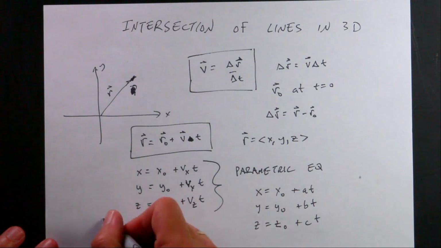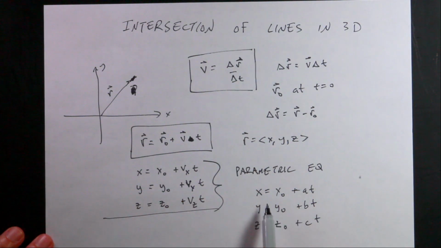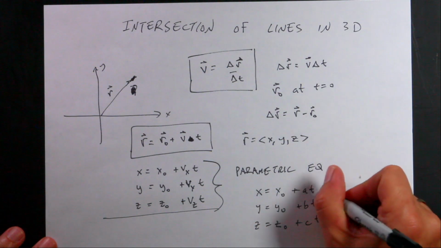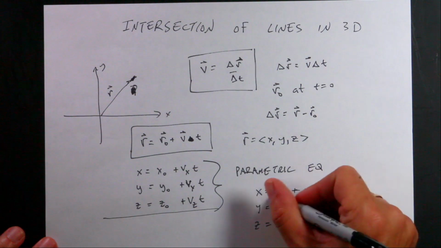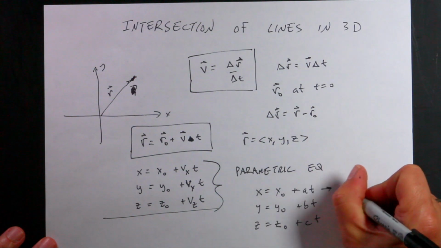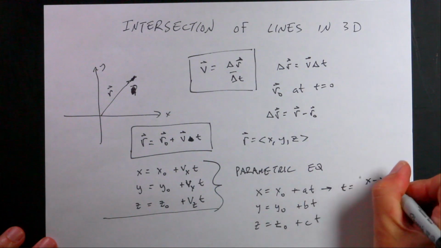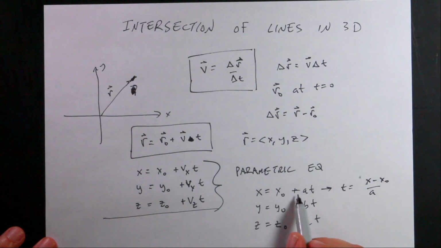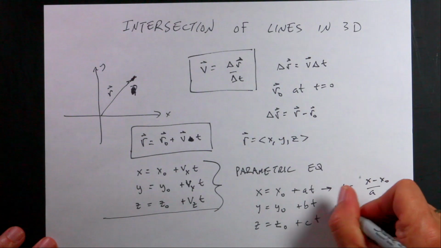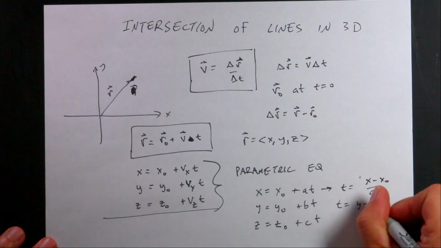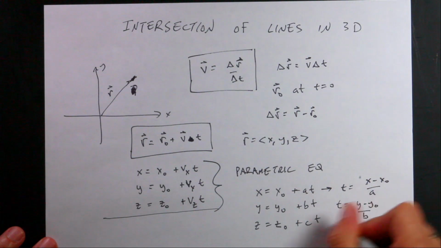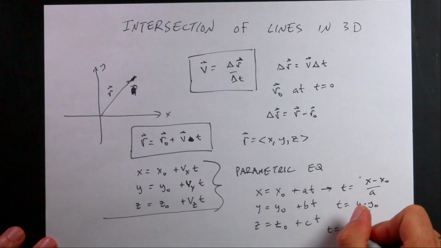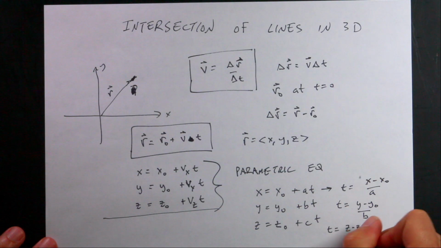Okay, now wait, there is one other thing here, and that's the symmetric version of the equations. If I solve this for t, I subtract x0 from both sides and get t equals x minus x0 over a, because I can subtract that from both sides and divide by a. And then I can do this one too: t equals y minus y0 over b. And then t equals z minus z0 over c.